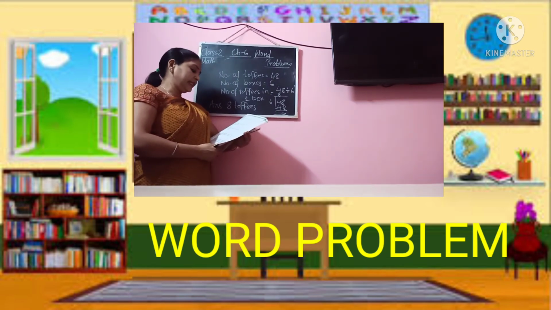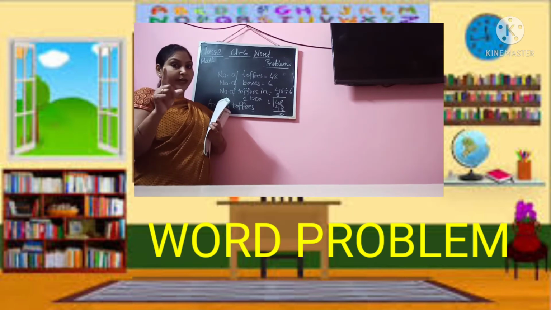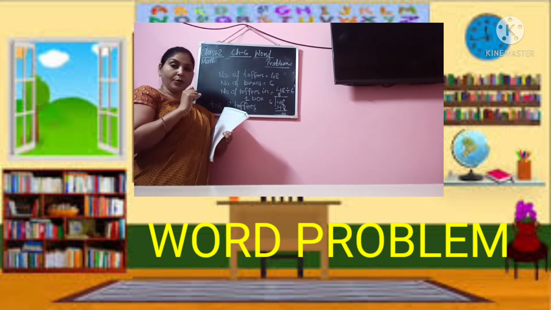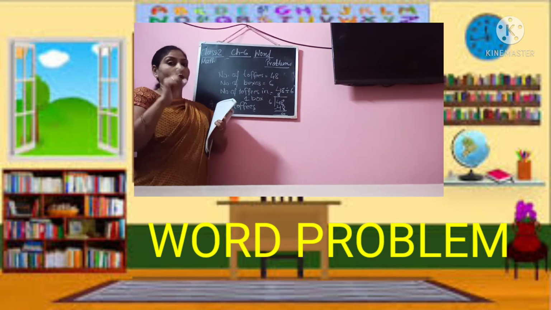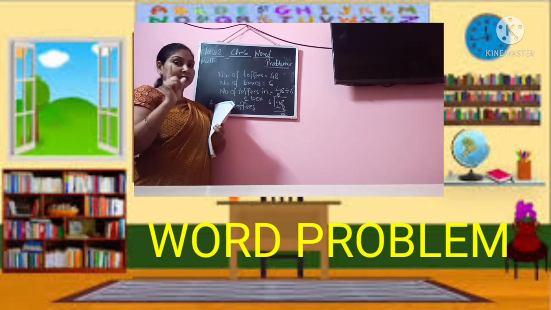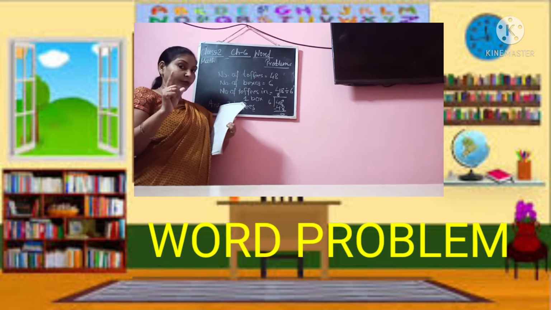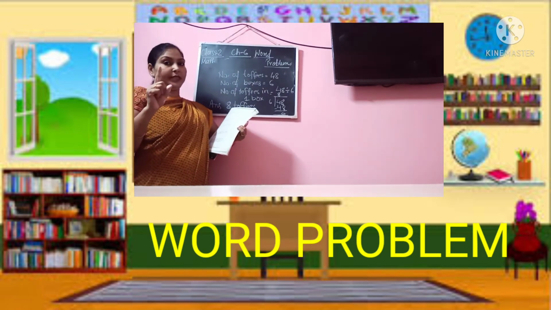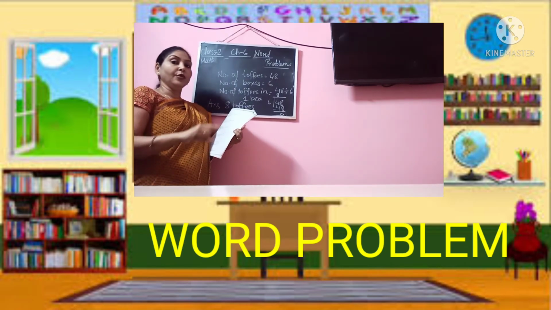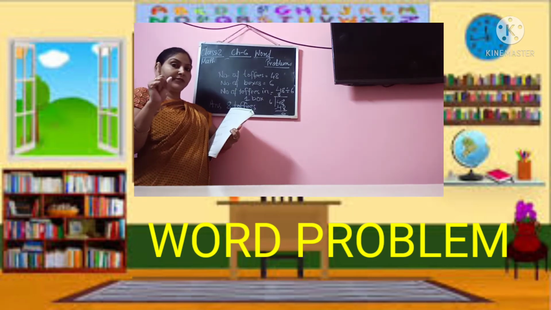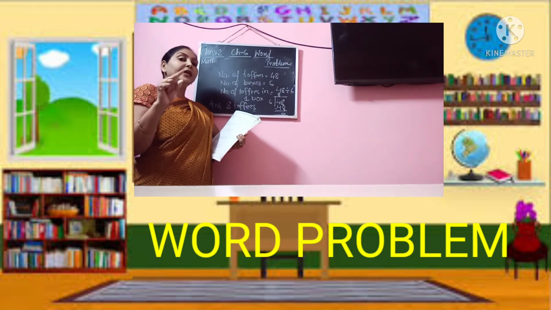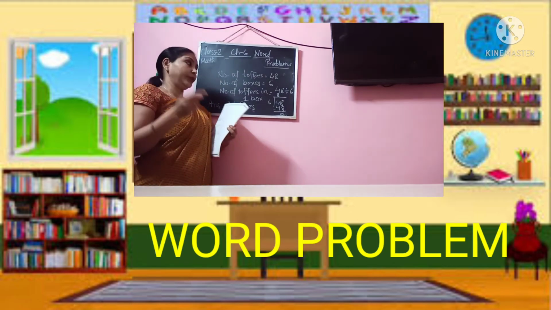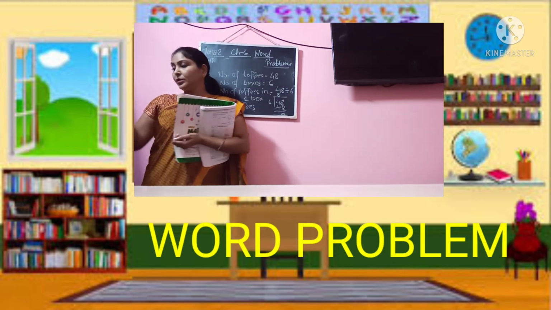Next, there are 7 days in a week. In 1 week there are 7 days. Okay. How many weeks are there in 42 days? So if in 1 week 7 days are there, then in 42 days how many weeks will be there? So again in 1 week number of 7 days are given. Okay. You have to find out how many weeks will be there in 42 days. So let's do this also.